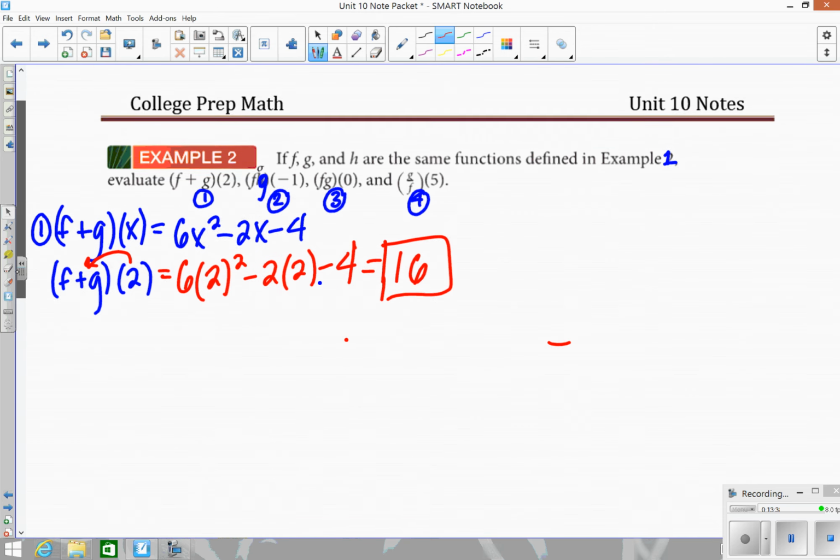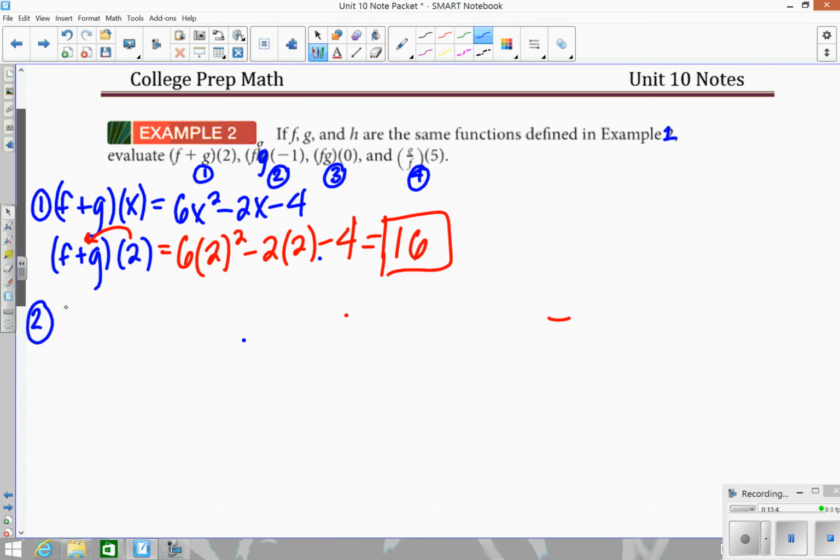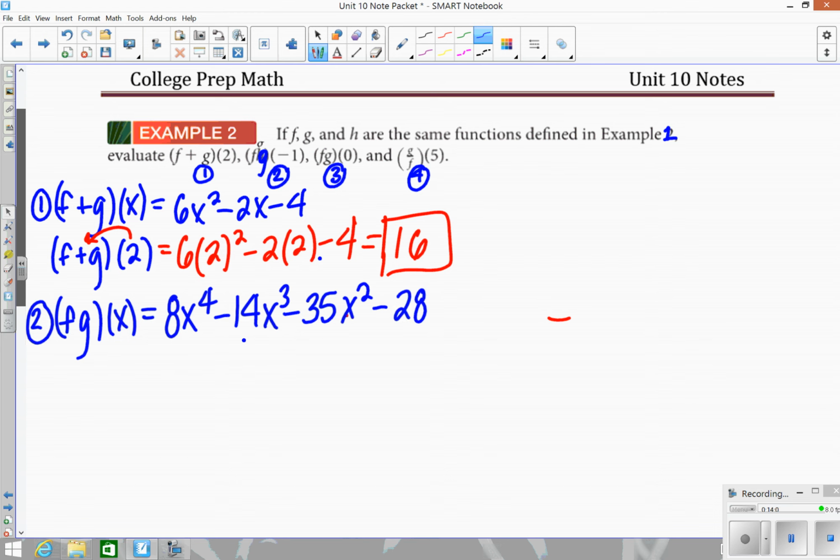We have f times g. So f times g of x we already found on the previous page, so let me just copy that one down. So 8x to the 4th minus 14x to the 3rd minus 35x squared minus 28x minus 12. Again, if you really wanted to, if you didn't want to multiply and get your product, you could just leave it as f of x times g of x and plug that -1 right into f of x times g of x. So you don't have to simplify it first for these ones. It's just, since we've already done it, it's easier to use the simplified ones.